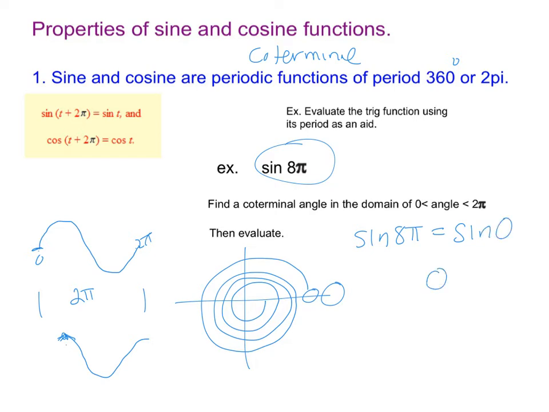So this one was an easy one because they're just 2 pi. Sometimes they're a little more tricky, like 17 pi over 6, right? And then you have to figure out where that is.